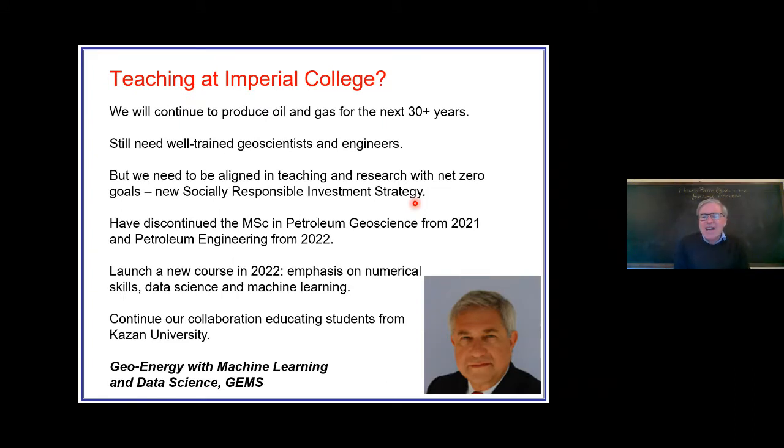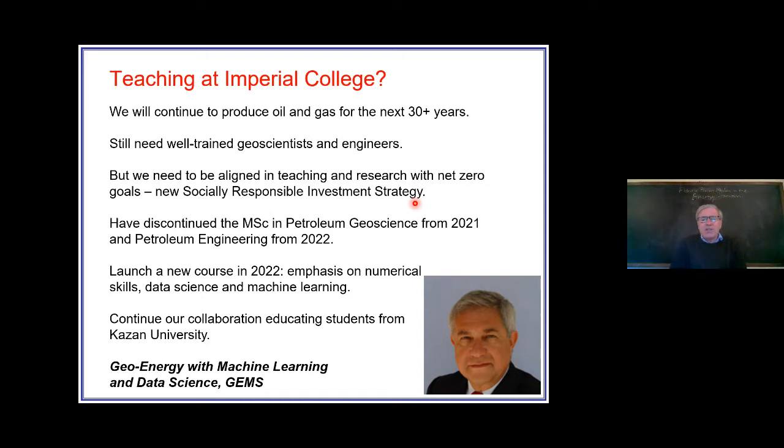So the picture here is a picture of Professor Alan Gringarten. He reorganised our petroleum-related teaching 25 years ago, and we're obviously having a new generation, a new look. We still do need well-trained geoscientists and engineers, but we are aligning both our teaching and research with our socially responsible investment strategy. So we no longer teach the MSc in petroleum geoscience, which is principally associated with finding and exploiting petroleum reserves. And this is the last year of our petroleum engineering course as well.